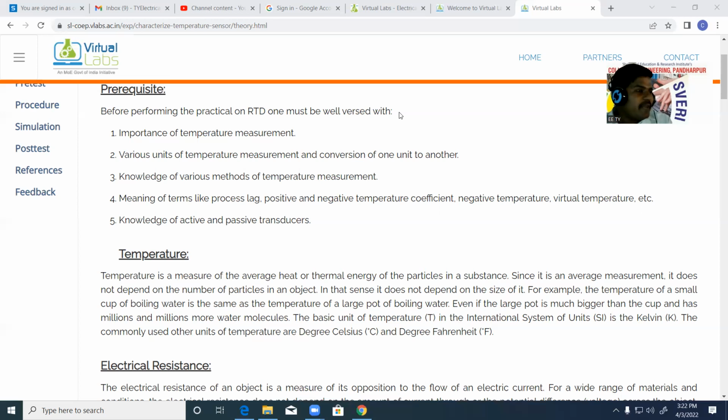The basic unit of temperature T in the International System of Units, SI, is Kelvin, right? As we have discussed in the units of measurement. The basic unit of temperature in the standard system, SI, is Kelvin, K, and other commonly used units of temperature are degree Celsius and degree Fahrenheit, right? So this is basically related to temperature.